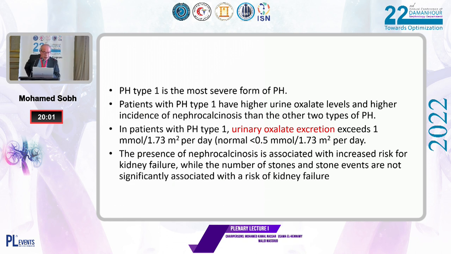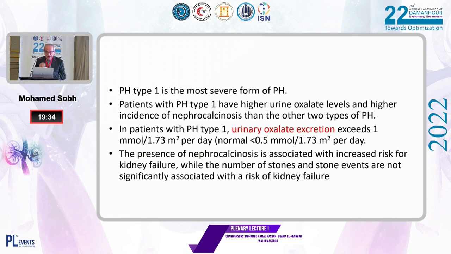Primary hyperoxaluria type 1 is the most severe form, as we said. Patients with this type have higher urine oxalate levels and a higher incidence of nephrocalcinosis than the other two types. In patients with type 1, urinary oxalate excretion exceeds 1 millimole per 1.73 square meter of surface area. Normally, it is half this amount, 0.5 per day.